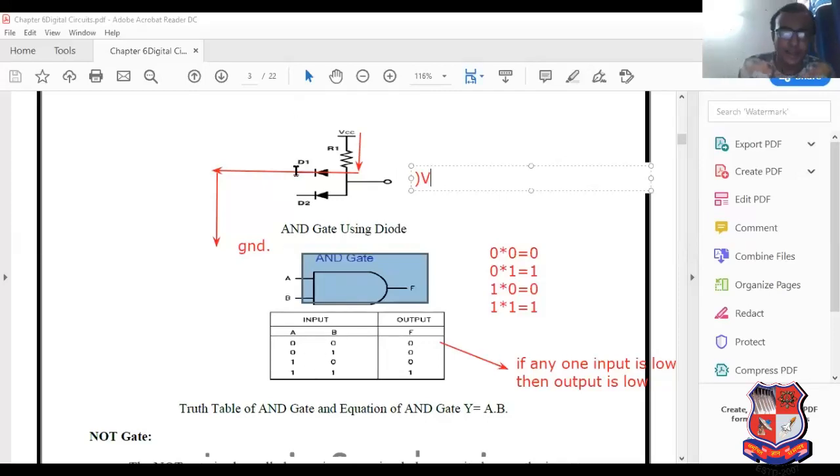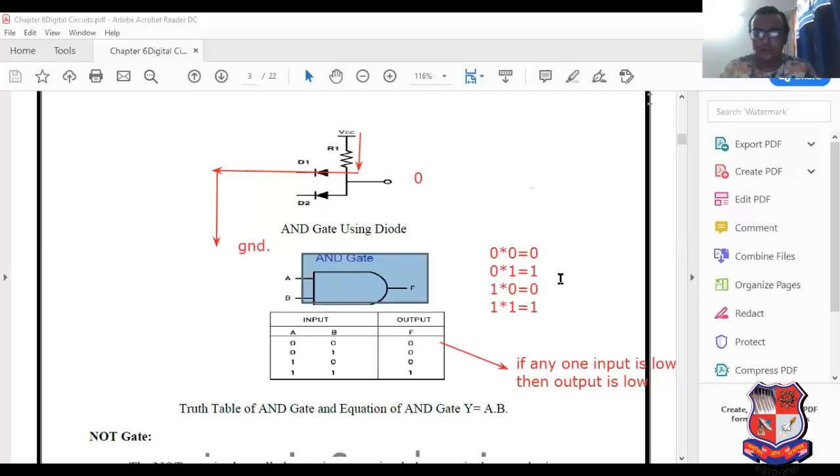Similarly, you can understand the other case. If we apply 0 0 here, then both currents flow like that, so we cannot get an output. So the output is 0 volt. So this is known as the simple AND gate function. Now we switch over to the other gate, which is known as the NOT gate.